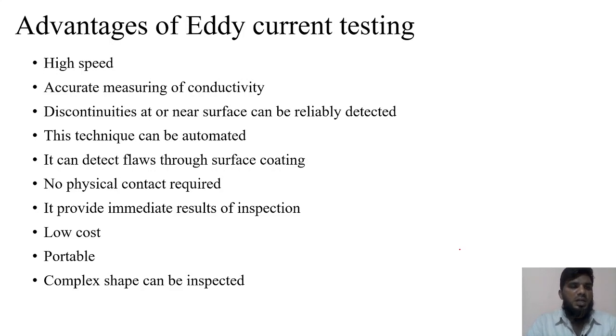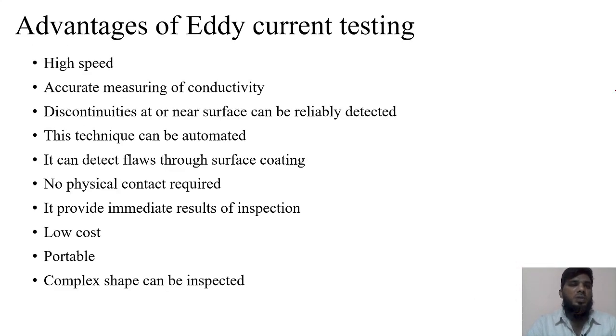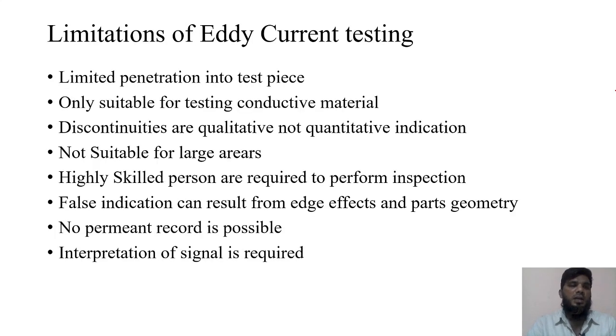No physical contact is required. It provides immediate results of inspection. It is low cost and portable, meaning it can be moved from one place to another. If you are seeing this source, I can take it anywhere and measure the eddy current. Complex shapes can be inspected. Even if the test piece is a complex one, the only thing you have to do is create a test source.